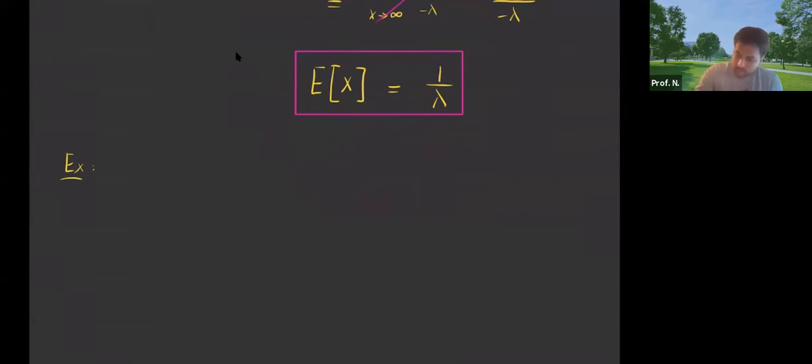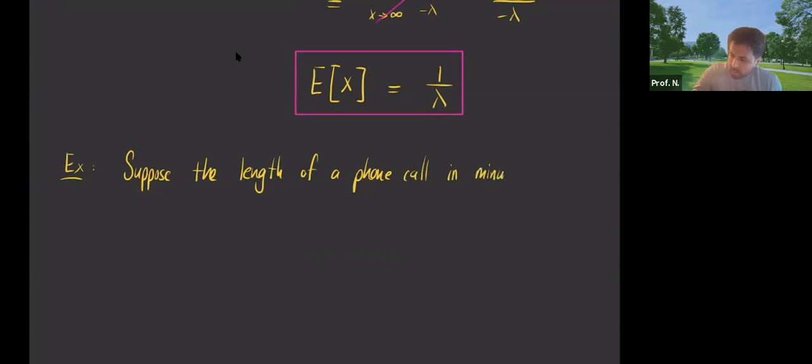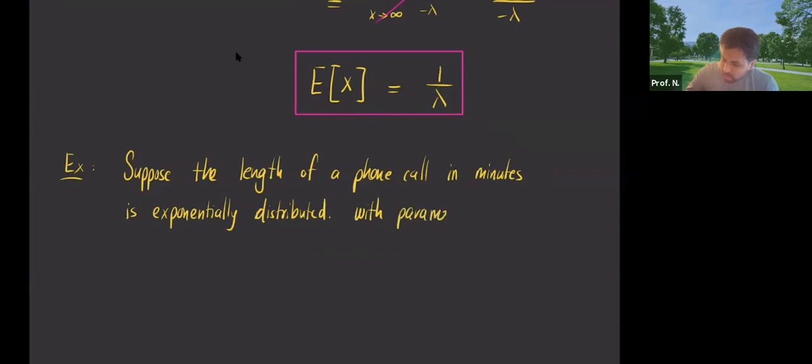So for example, suppose the length of a phone call in minutes is exponentially distributed, which just means that the PDF is the PDF of an exponential random variable with parameter lambda being 1 over 10.